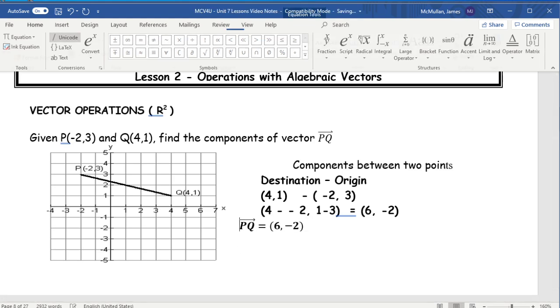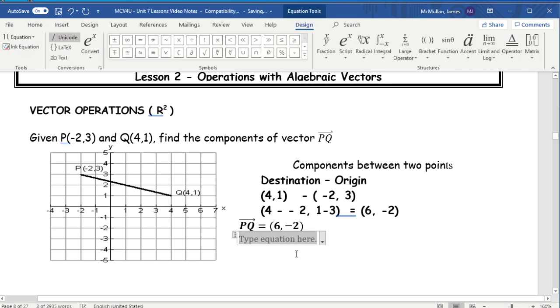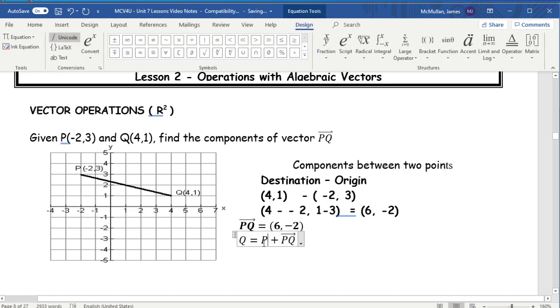And this actually also gives us another equation that we can use. You could just count this, right? You can just go from P to Q. It's 1, 2, 3, 4, 5, 6 over and 2 down. That's all that's saying. But it does give us an interesting formula, which is Q equals P plus the vector. So you can say that a point is equal to another point plus a vector, because now what you're saying is there's a specific place you have to start, P, then you have to follow the instructions PQ, and then you will arrive at the point Q.